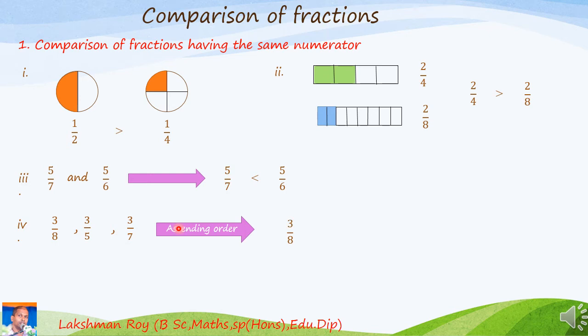Then 5 and 7. Divided into 7 parts, divided into 5 parts. So divided into 7 parts is the smaller fraction. Then the biggest one is 3/5. So that is how to compare fractions if they have the same numerator, same numerator.